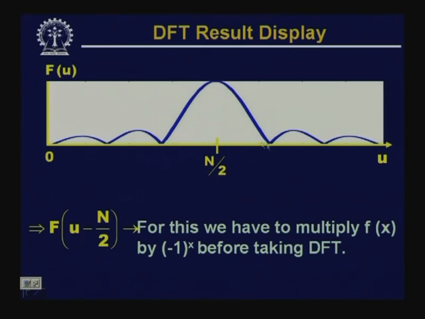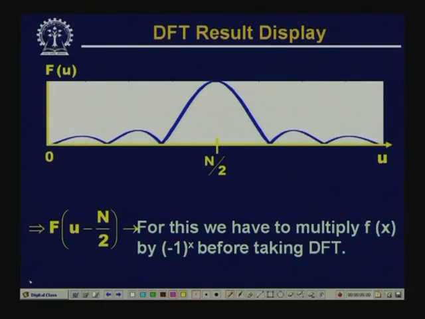And for this displacement, we have to multiply f(x) by minus 1 to the power x. So, every f(x) has to be multiplied by minus 1 to the power x, and if you take the DFT of this result, then what we get is the Fourier transformation coefficients in this particular form, and this comes from the shifting property of the inverse Fourier transformation. So, this operation we have to do if we want to go for the proper display of the Fourier transformation coefficients.